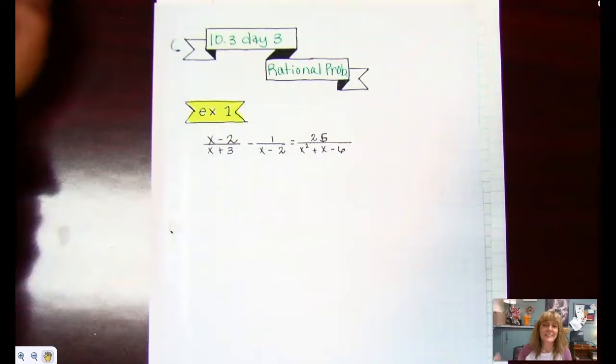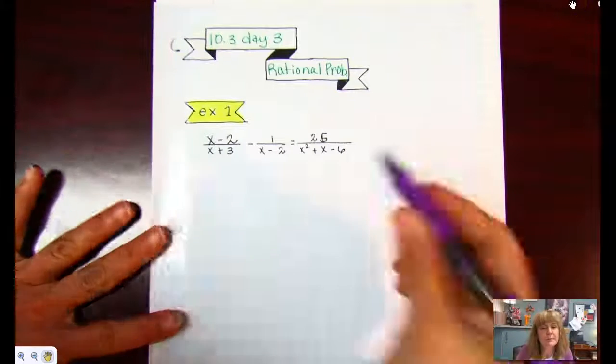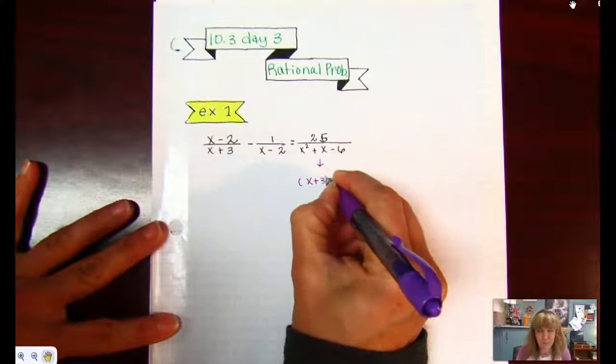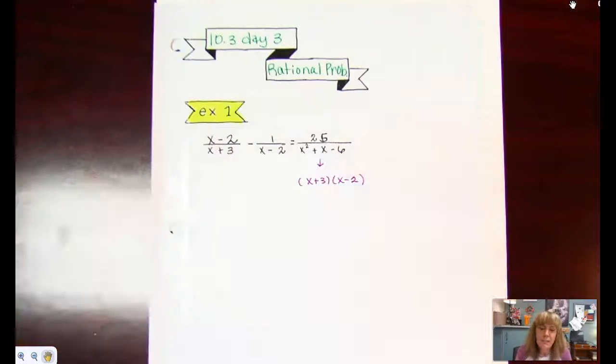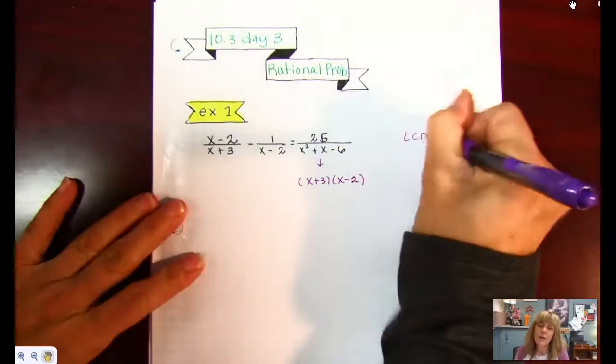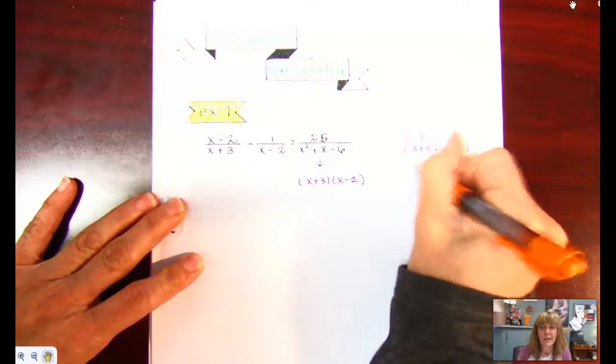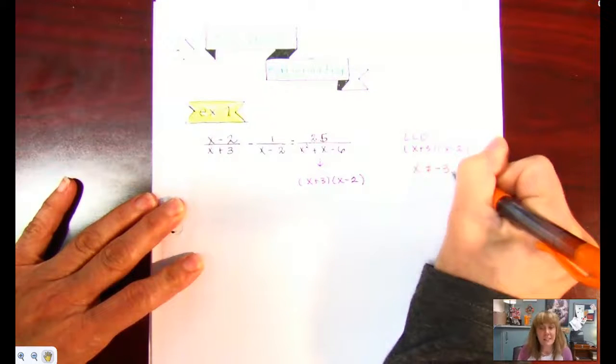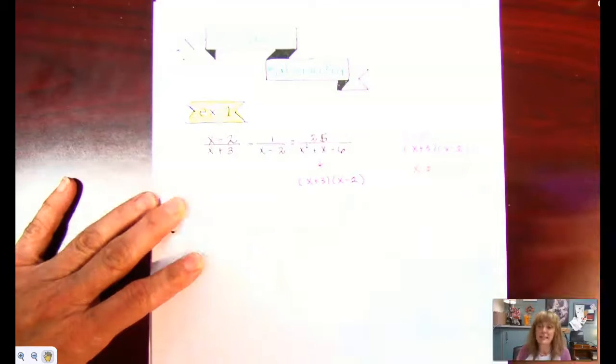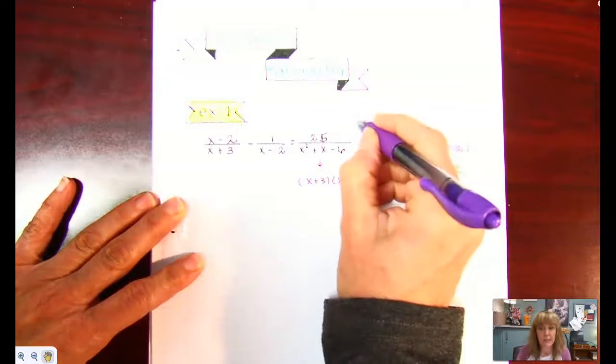All right, last day, 10.3, day 3, rational problems. These first two problems that I'm working on are just straight solving problems. So I'm finding the LCD here. And the reason why I'm bringing this up to you guys is because we're going to have extraneous solutions. So if we look at what the denominator is, I know that x cannot equal -3 or 2.